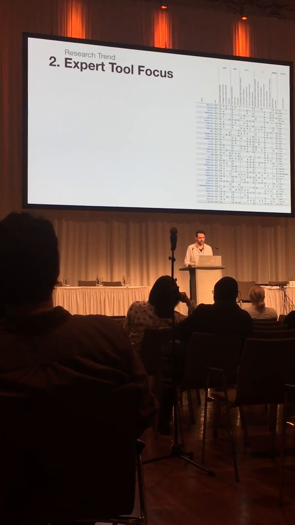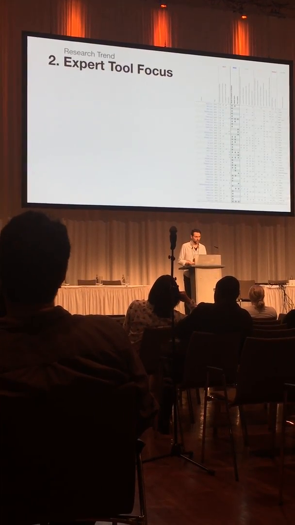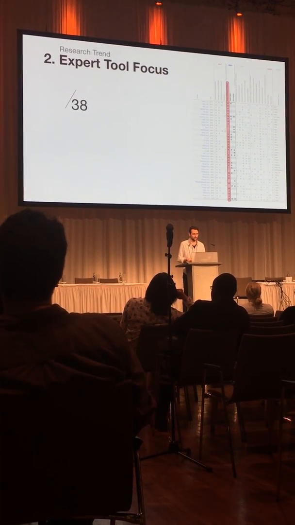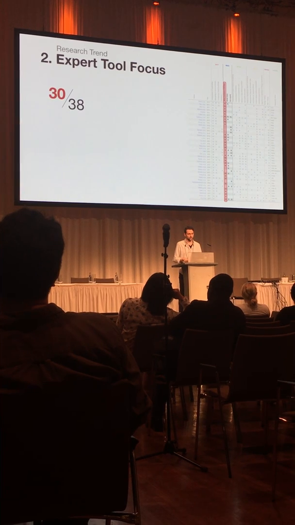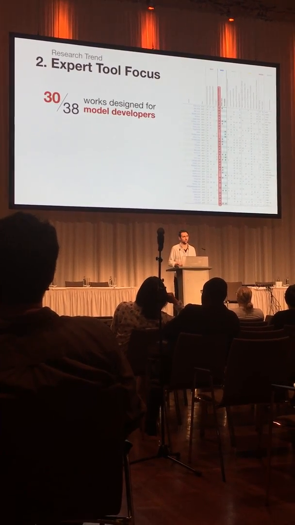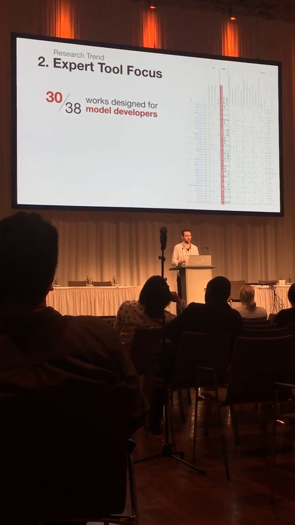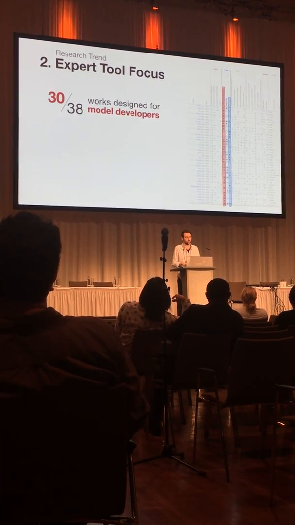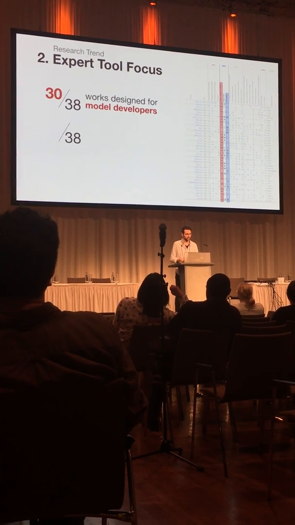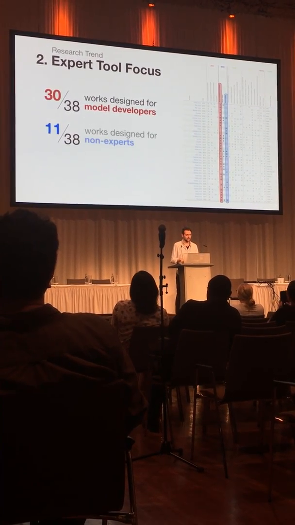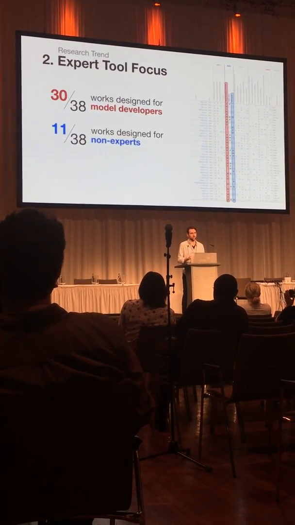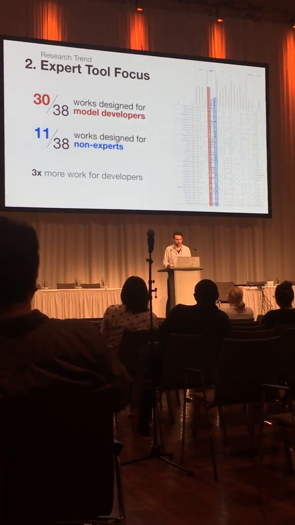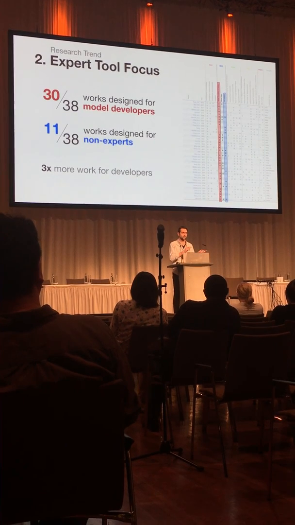Okay, so the next one is going to be the column over, so the who column. We're going to focus on one sub-column, which is all about the expert users, and we see that of the 38 papers here, 30 of them are designed for these expert model developers. So these are people who know deep learning and machine learning and more. And we can actually contrast that with another group in this column, which are the non-expert users. And we see that of the 38, there's actually only 11 of them that are designed to be used by non-experts. And this is interesting because it shows that there's 3 times as much work done for these expert users compared to the non-experts.